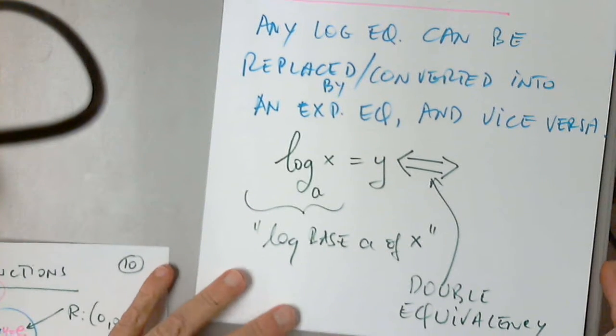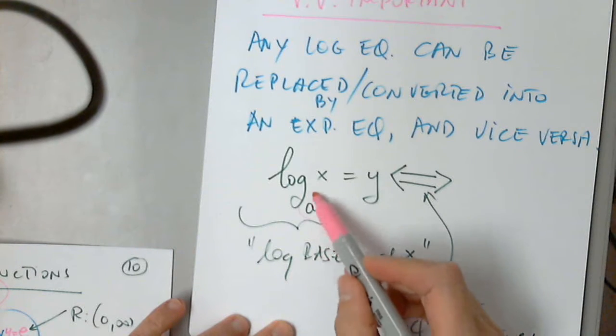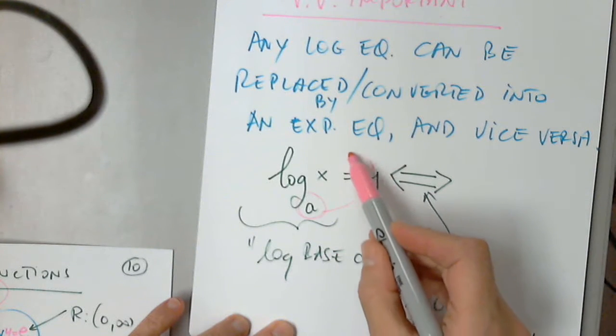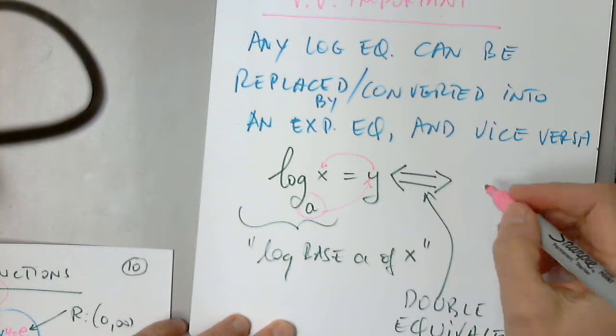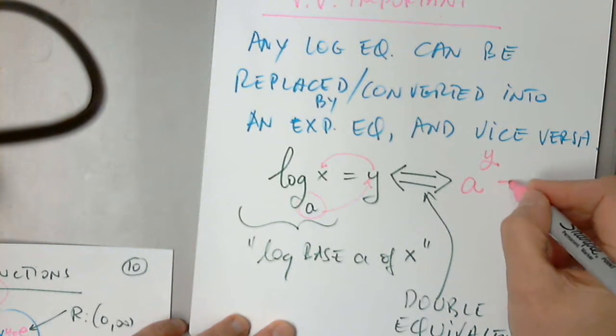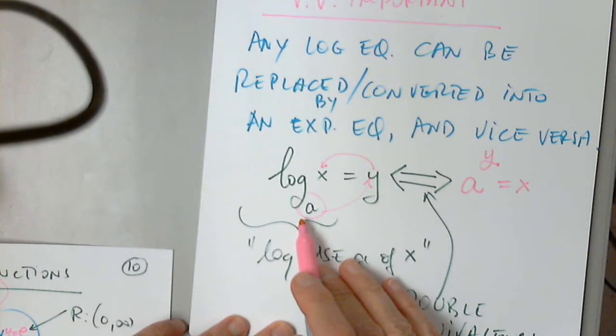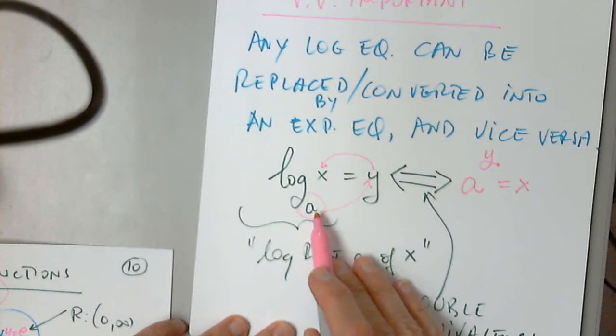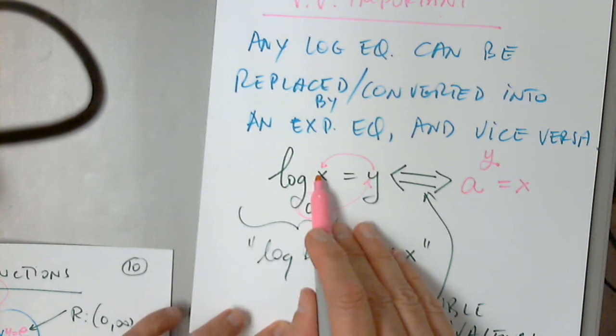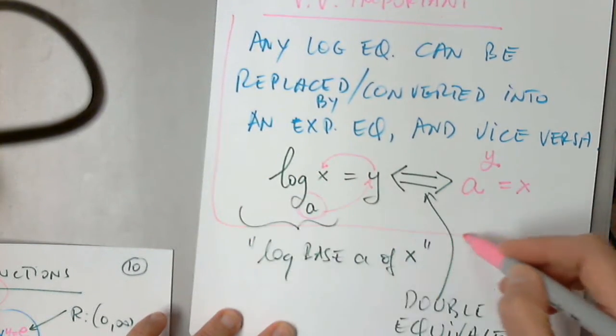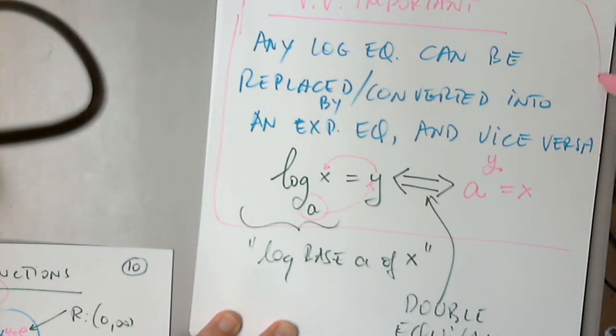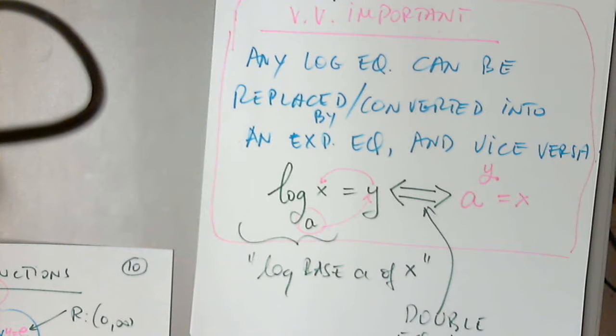So careful how we write this. The base raised to this number equals x. a raised to y equals x. We always start with the base, counterclockwise: a raised to y equals x. I consider this the most important relationship in this chapter. Knowing that I can always write a log equation as an exponential, and any exponential as a log, will help us with everything moving forward in this chapter.